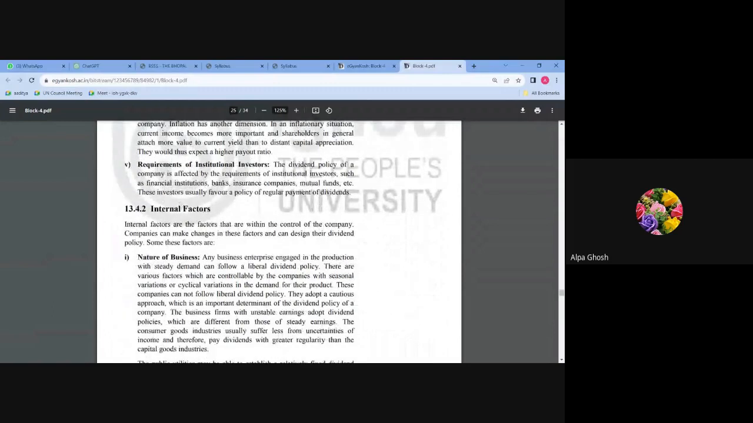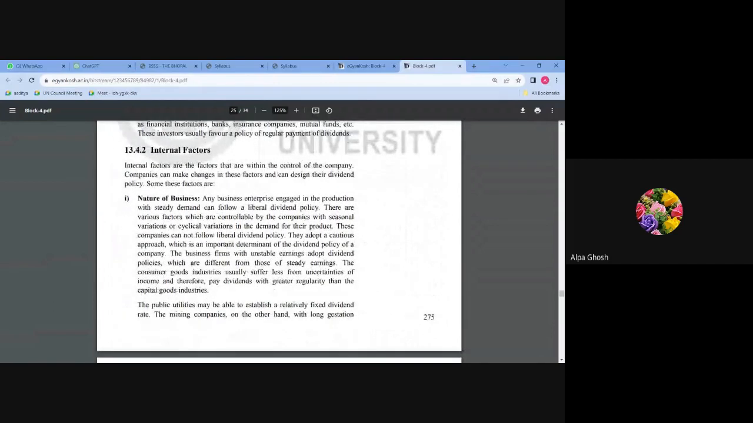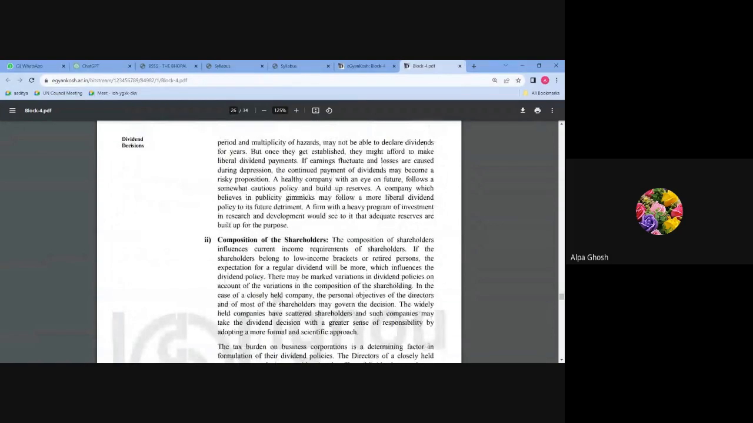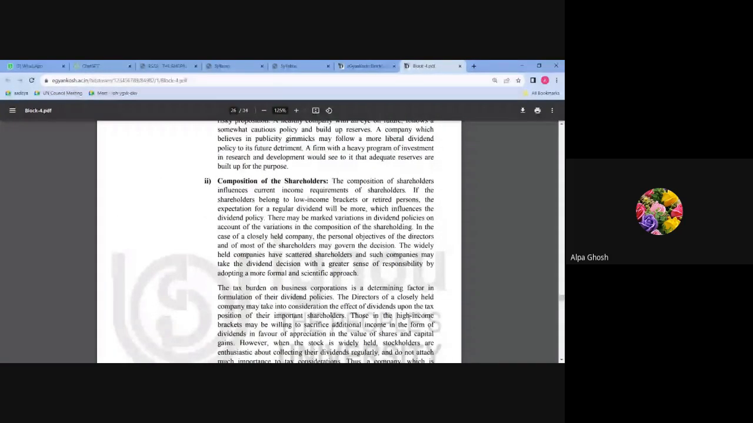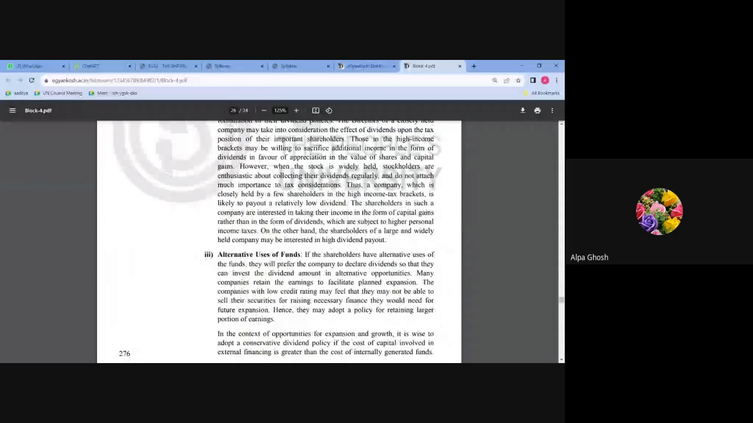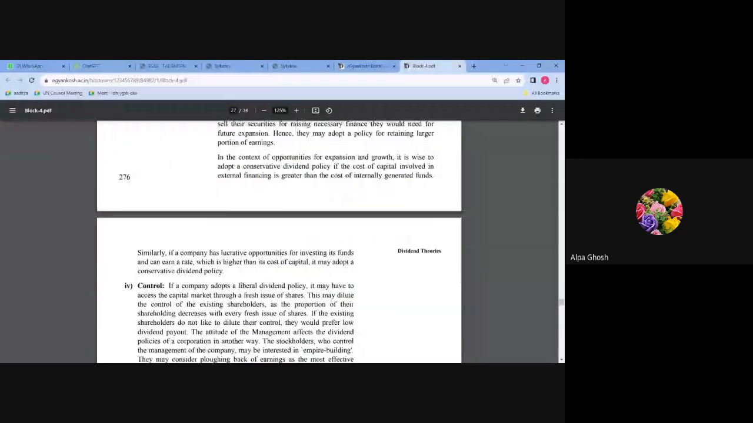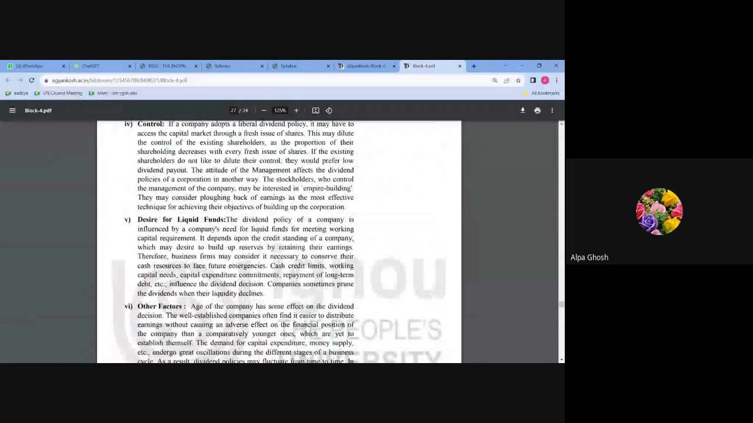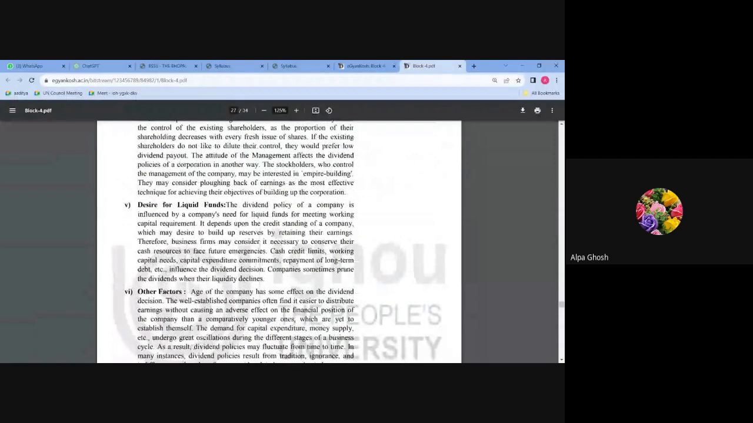If we start with the internal factors, it is the nature of the business. Second, we are talking here about the composition of the shareholders in the organization. Then alternative uses of funds kept from the earnings of profit. Then control, desire for liquid funds. At times, people may want more liquid funds than to be distributed in the form of dividend and other factors.